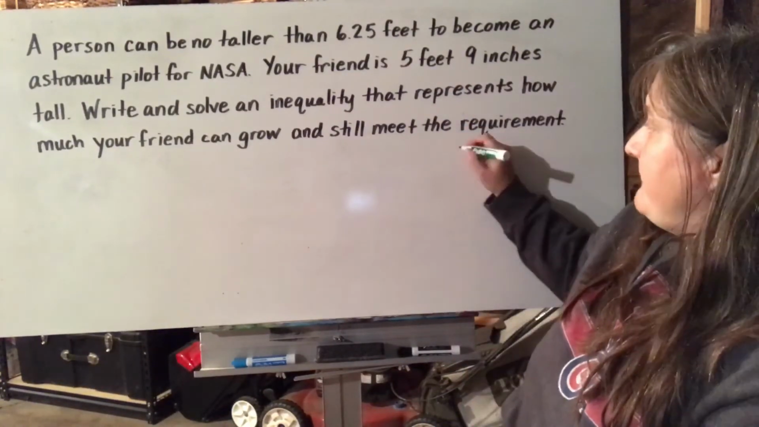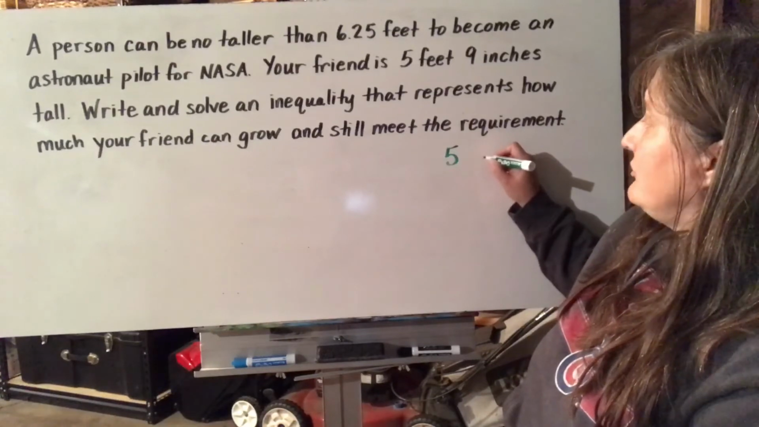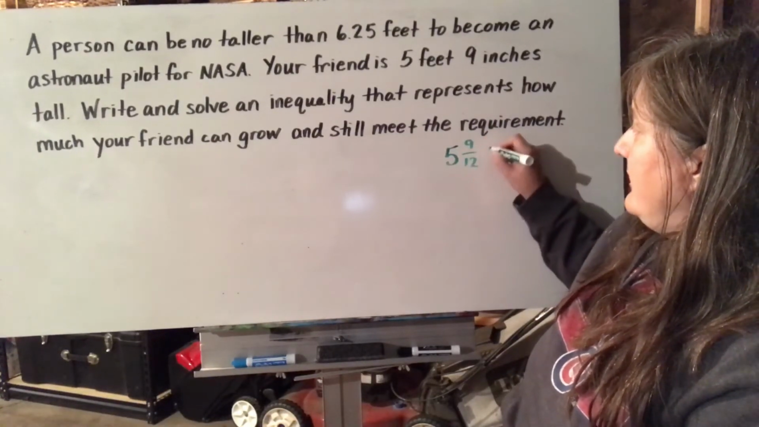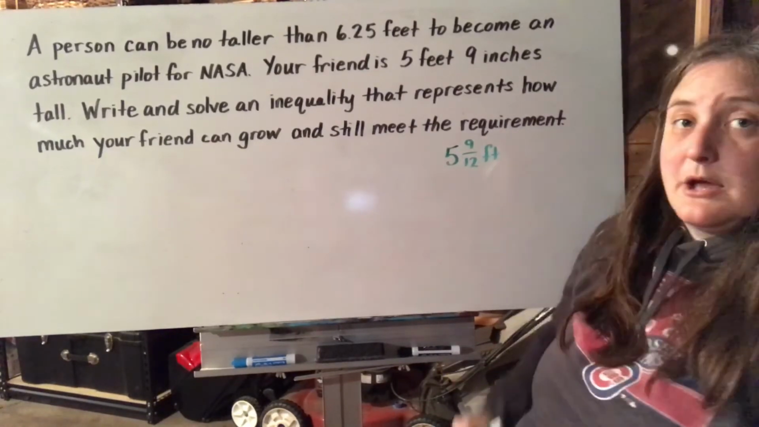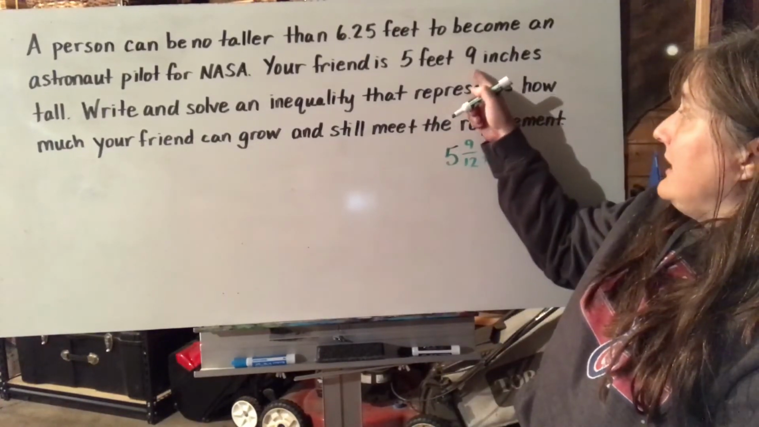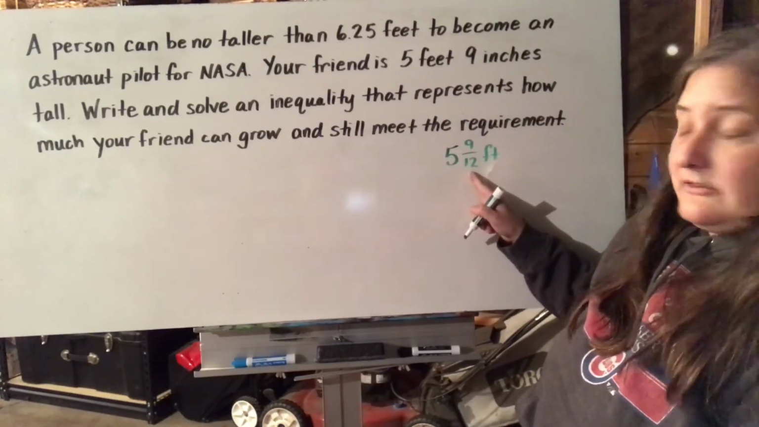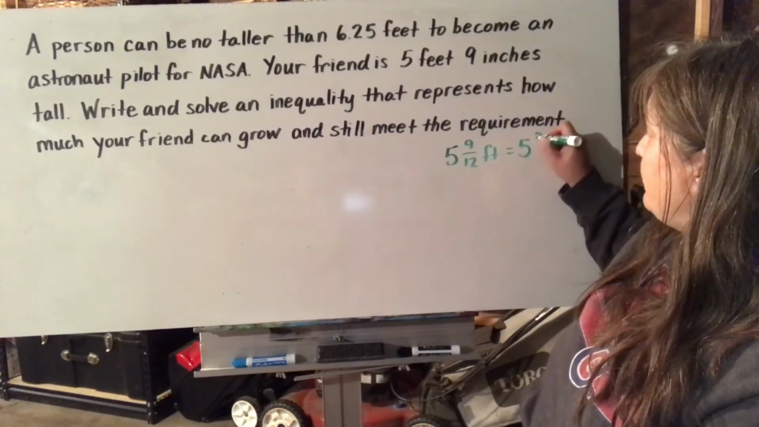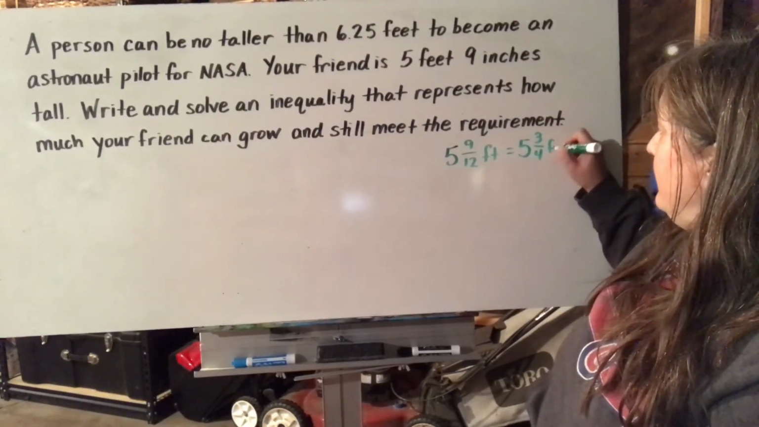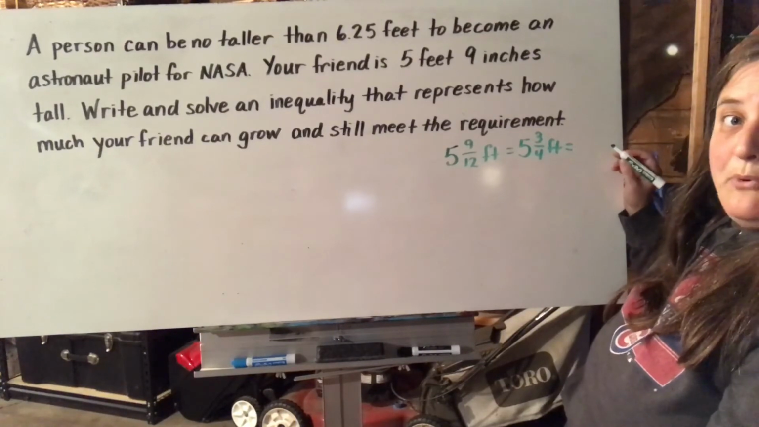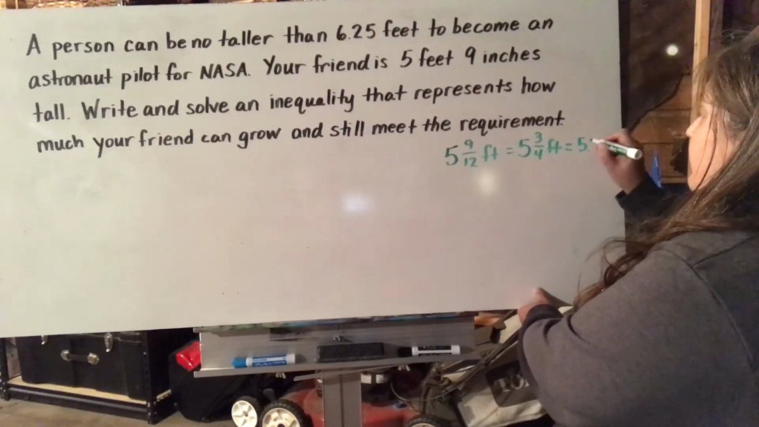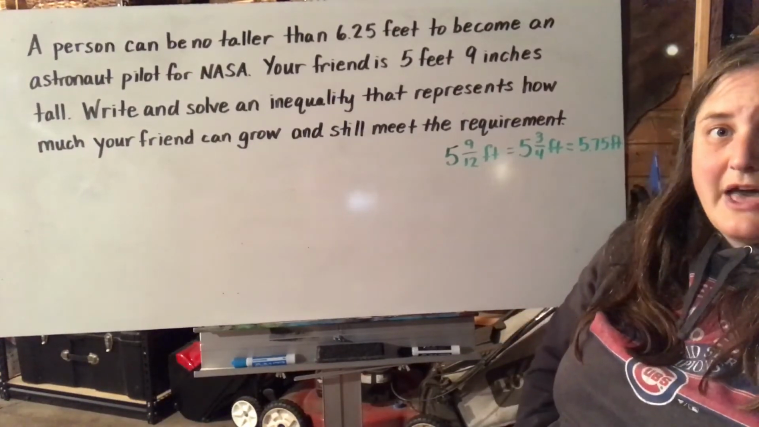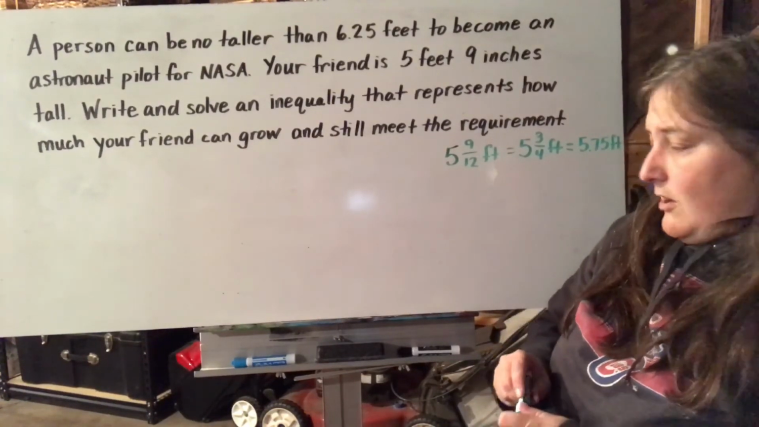So if someone is 5 feet and 9 inches tall, they're 5 and 9/12 of a foot, because there are 12 inches that make up 1 full foot. So since they're 9 inches, they're only 9/12 of that last foot. This can reduce to 5 and 3/4 of a foot. And 3/4 can be changed into 0.75. So your friend is actually 5.75 feet. I'm going to use that measurement when I'm writing my inequality.